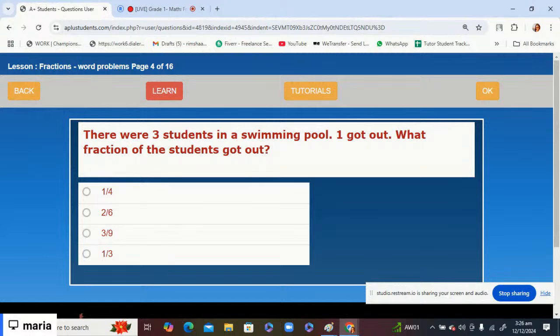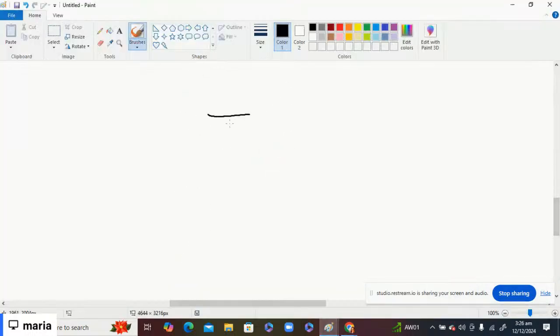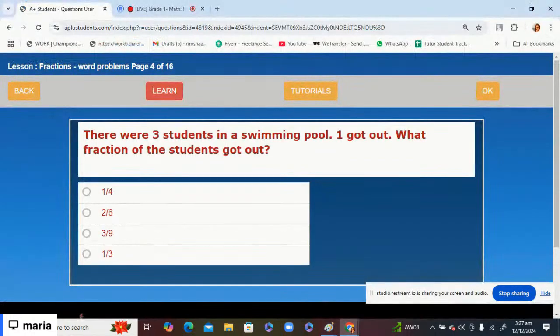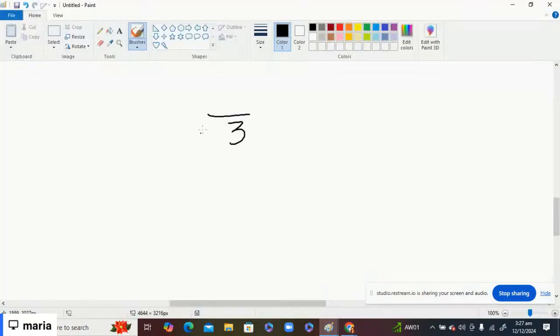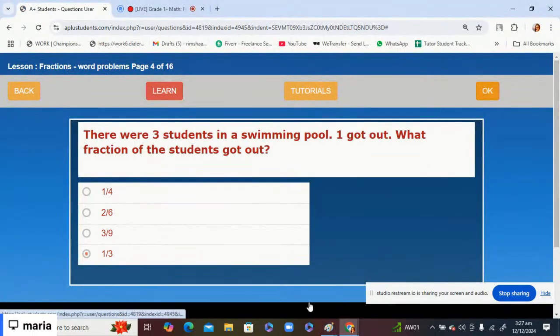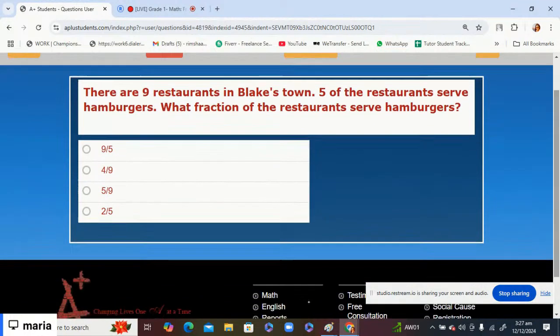There were 3 students in the swimming pool. How many total students are in the swimming pool? 3 students. Okay. So putting 3 in the denominator. One got out. What fraction of the students got out? How many got out? That is only 1. So 1 is getting out. So this is 1 by 3. So here is our answer. This is the 1 by 3.